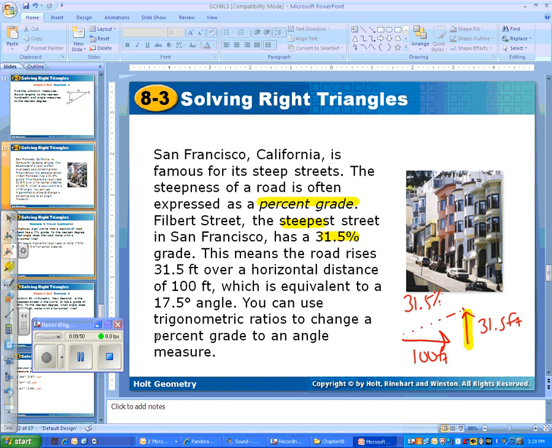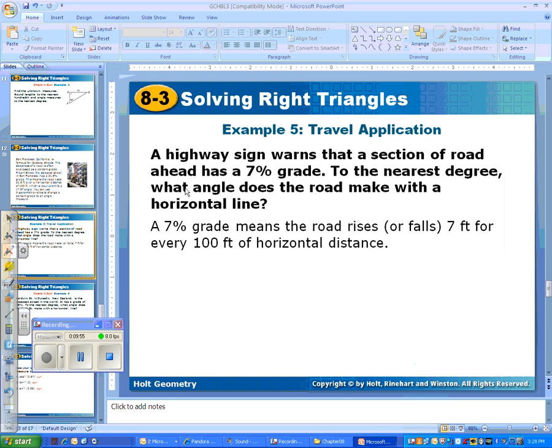So we're going to talk about percent grade and equate it to angle measures. So, for example, a highway sign warns that the section of a road ahead has a 7% grade. To the nearest degree, what angle does the line make with the horizontal line? So again, 7% means that it's going to rise 7 feet for every 100 feet of horizontal distance. So if you drew it as a picture, it's going to go up 7 feet for every 100 feet. And we want to figure out what this angle right here is. So I'll call that theta.